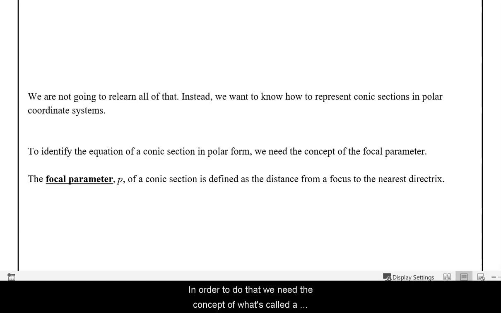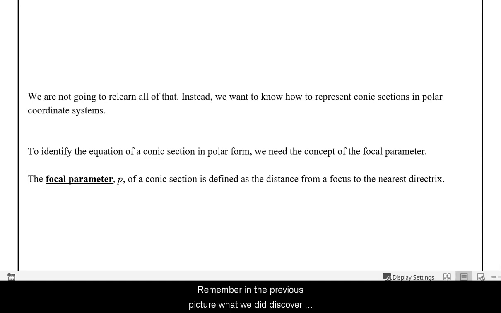In order to do that, we need the concept of what's called a focal parameter. We'll use a lowercase letter p to represent the focal parameter, p for parameter. This is not necessarily standard, though it's certainly not unusual. There are other textbooks that use different letters for this. I kind of like the p for parameter, however. This will be the distance from a focus point to the closest directrix line. We don't have anything that represents this thus far.